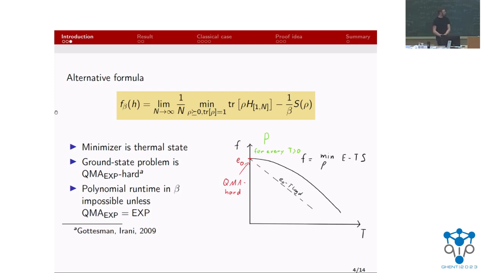So we can then do some sort of reduction really by just what you see in this graph. Take a small temperature to approximate the ground state energy. This tells you a polynomial runtime in beta should not be expected unless some complexity theoretic assumption is violated.